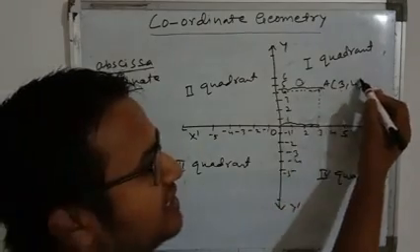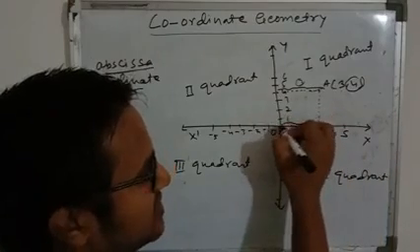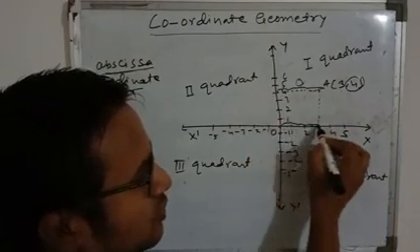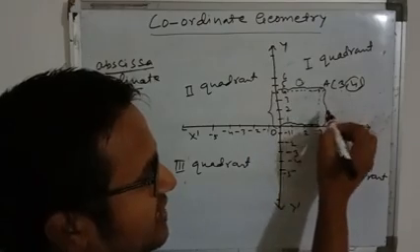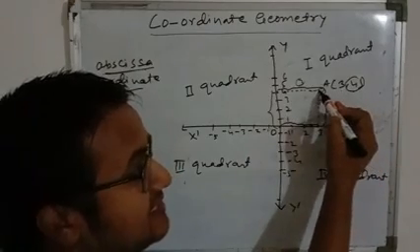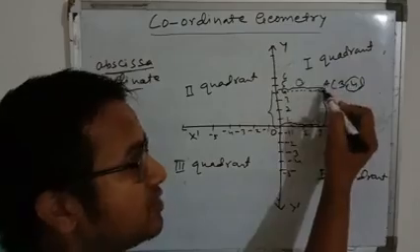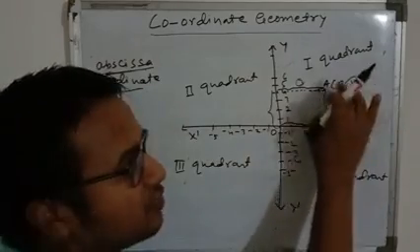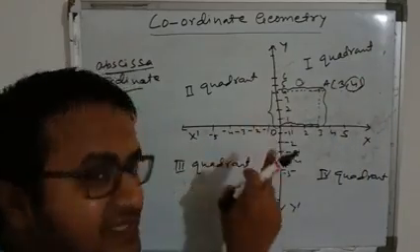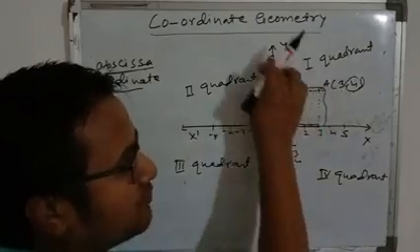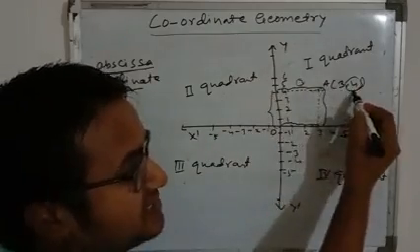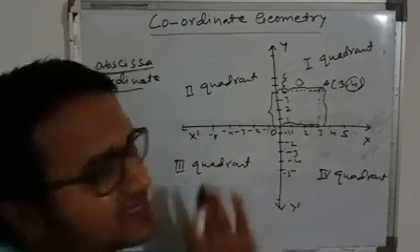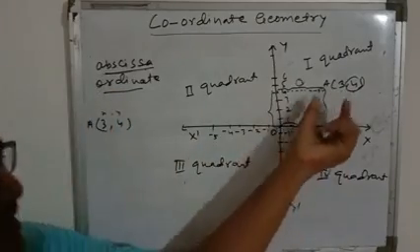In the same way, ordinate is 4. So 4 means, see, 1, 2, 3, 4. It means that ordinate is the distance of the point from the x-axis. Again I am repeating: abscissa means the distance of the point from the y-axis, and ordinate means the distance of the point from the x-axis. So in this way we can plot.